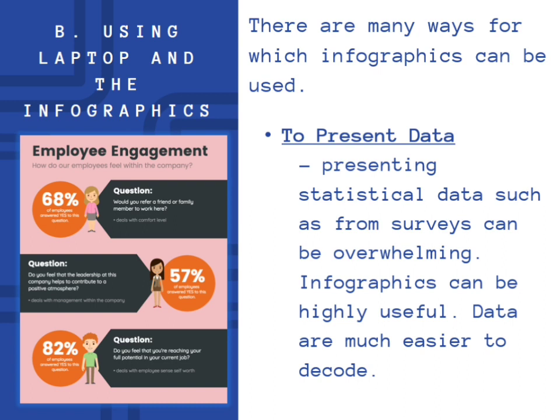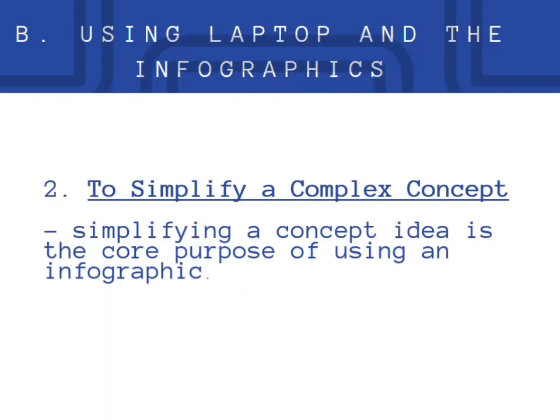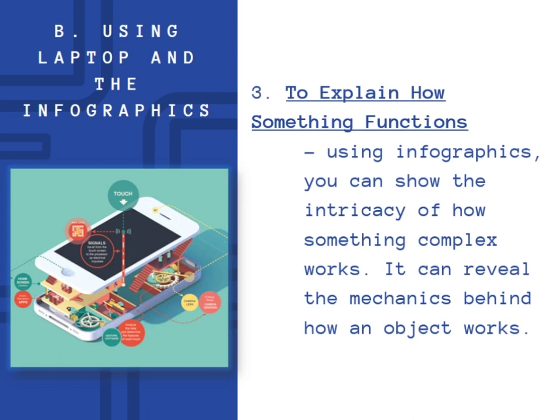First is to present data. Presenting statistical data, such as from surveys, can be overwhelming. Infographics can be highly useful and data are much easier to decode. Second is to simplify a complex concept. Simplifying a complex idea is the core purpose of using infographics. Third is to explain how something functions. Using an infographic, you can show the intricacy of how something complex works. It can reveal the mechanics behind how an object works.